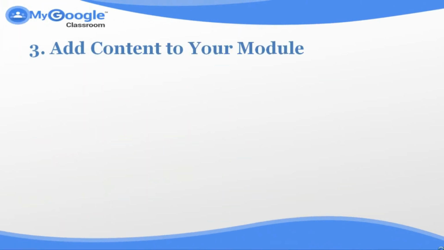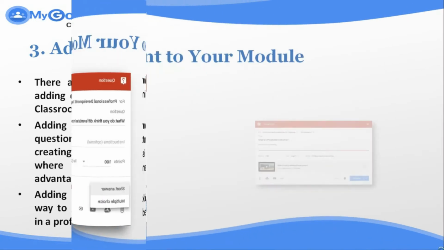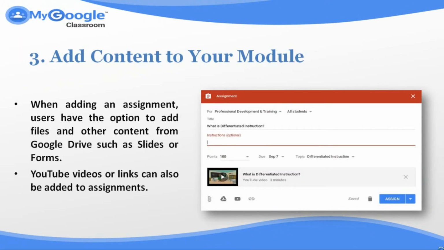Number 3. Add content to your module. There are several options for adding content to a module in Classroom. Adding assignments or questions is an easy task, but creating engaging content is where Classroom has an advantage. Adding a question is a quick way to get employees engaged in a professional dialogue. When adding an assignment, users have the option to add files and other content from Google Drive, such as slides or forms. YouTube videos or links can also be added to assignments.